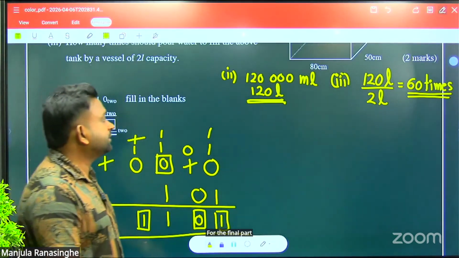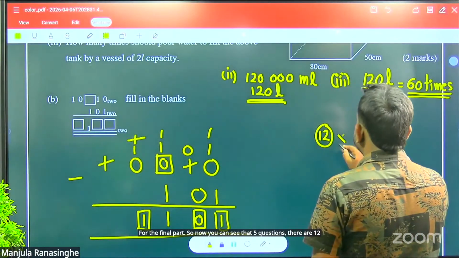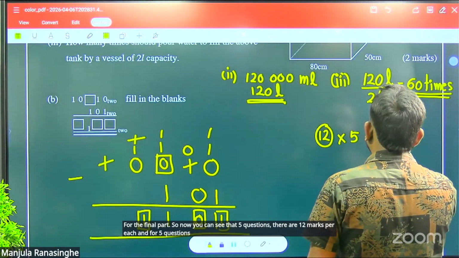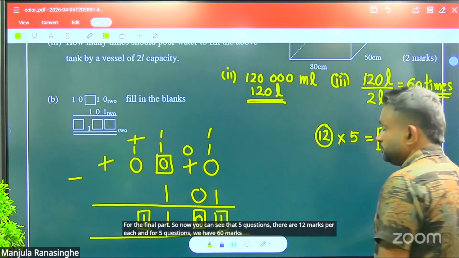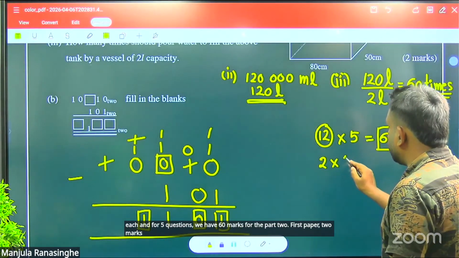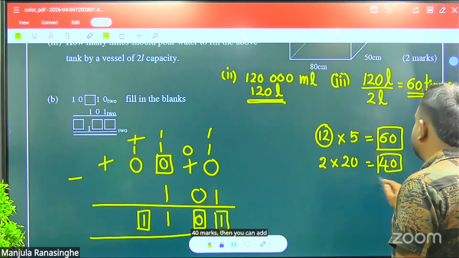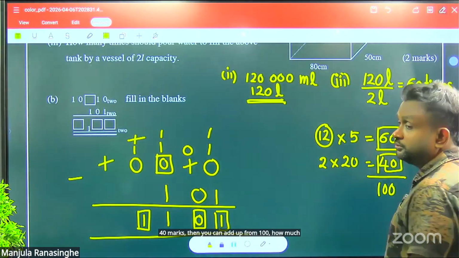So now you can see that there are 5 questions, 12 marks each, and for 5 questions we have 60 marks for part 2. First paper 2 marks each, and for 20 questions, 40 marks. Then you can add up out of 100 how many marks you gain.